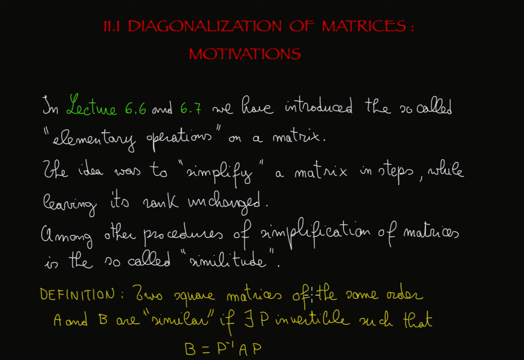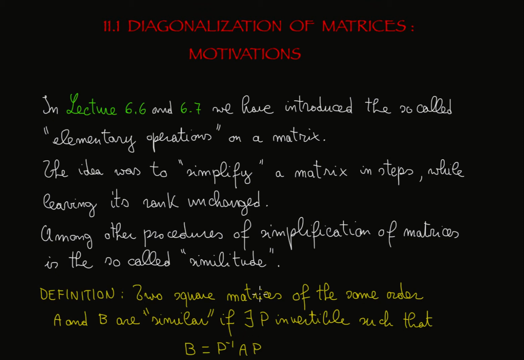Definition: two square matrices of the same order, A and B, are similar if there exists an invertible matrix P such that B equals the inverse of P times A times P.